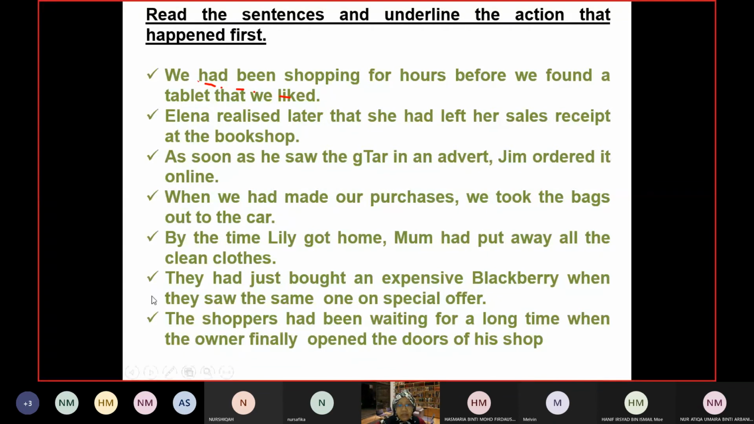Alright, next one. Number 6. Siapa lagi belum kena kat sini? Syafiqah Zaili. Siapa Syafiqah Zaili ni? Okay, dia Syafiqah.